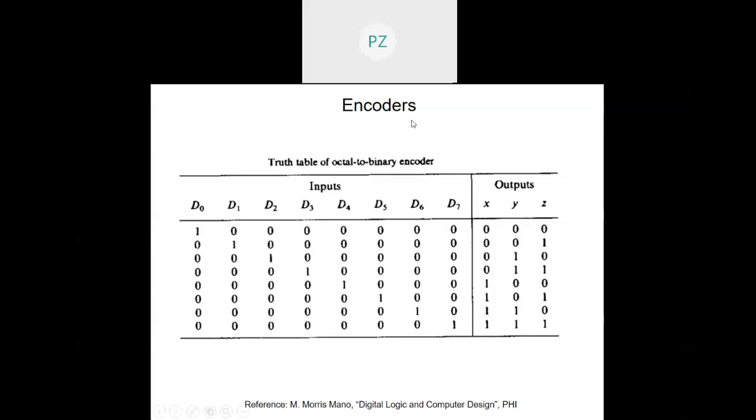Just as in a decoder, we had seen there are n input lines and 2 to the power n output lines. Depending on the combination of ones and zeros that you apply at the input, one of those 2 to the power n output lines goes high or goes low, depending on whether you are doing a positive logic or a negative logic.